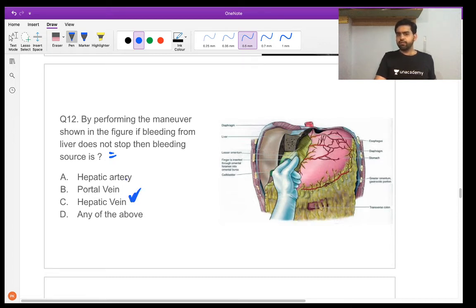So Madhu is saying A. Why A, Madhu? Okay. Well, the answer is in fact C. Okay. Very good. Why hepatic artery, Yogesh? No, not at all. Not hepatic artery. The answer to this particular question is hepatic vein.